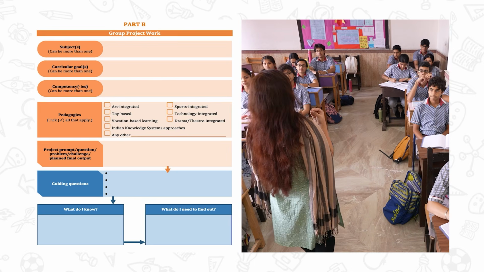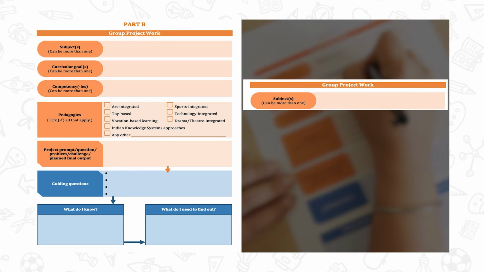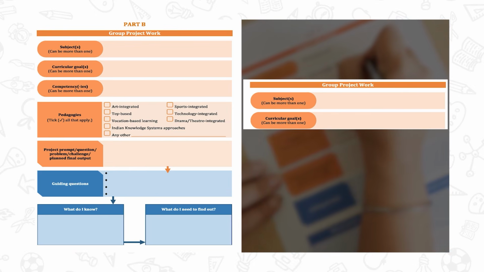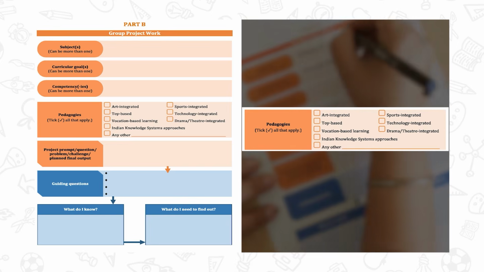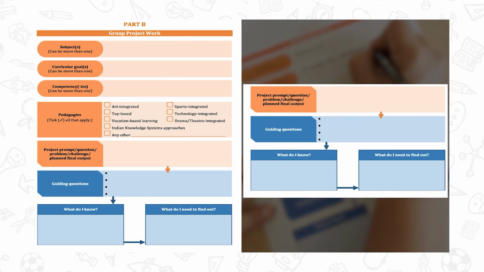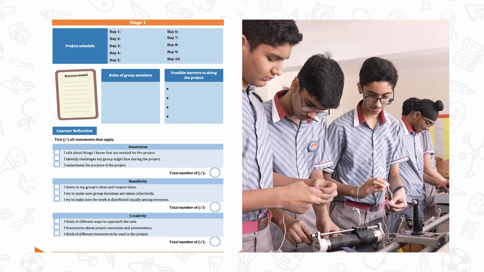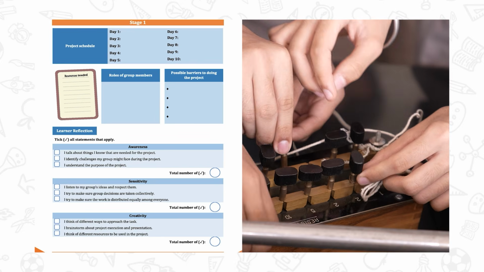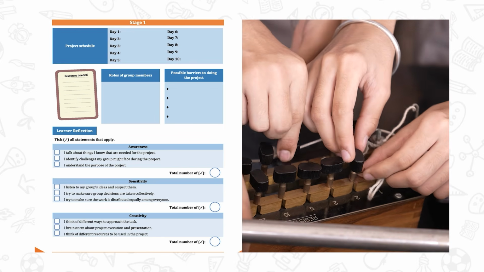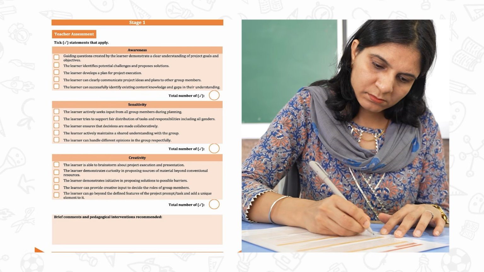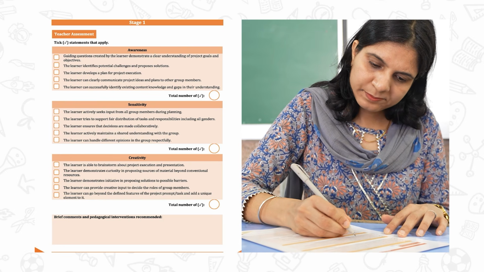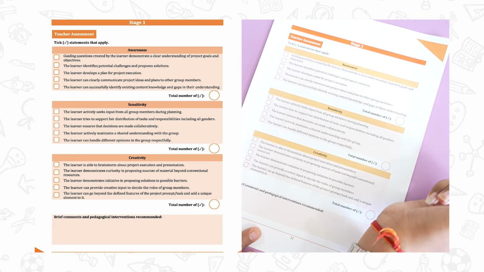The teacher plans the project and aligns it to subjects, curricular goals, competencies, and integrates it with different pedagogies. A project task prompt is shared with the learners, post which they brainstorm and create guiding questions. In stage 1, they create a project schedule and divide the tasks among the group members. There is learner reflection and teacher assessment at this stage, focusing on the brainstorming and planning process.